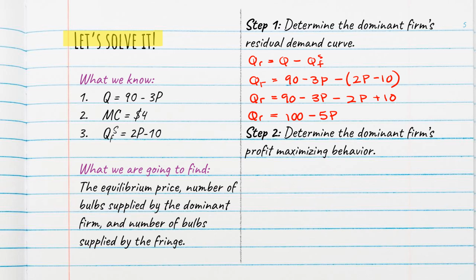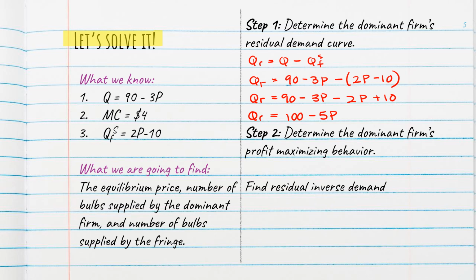Functionally, they are a monopolist, so we need to find marginal revenue, and to find marginal revenue, we need total revenue, and to find total revenue, we need inverse demand. So the first thing we're going to do is find residual inverse demand. That's just a really jargony way of saying we're going to solve our demand curve for P.